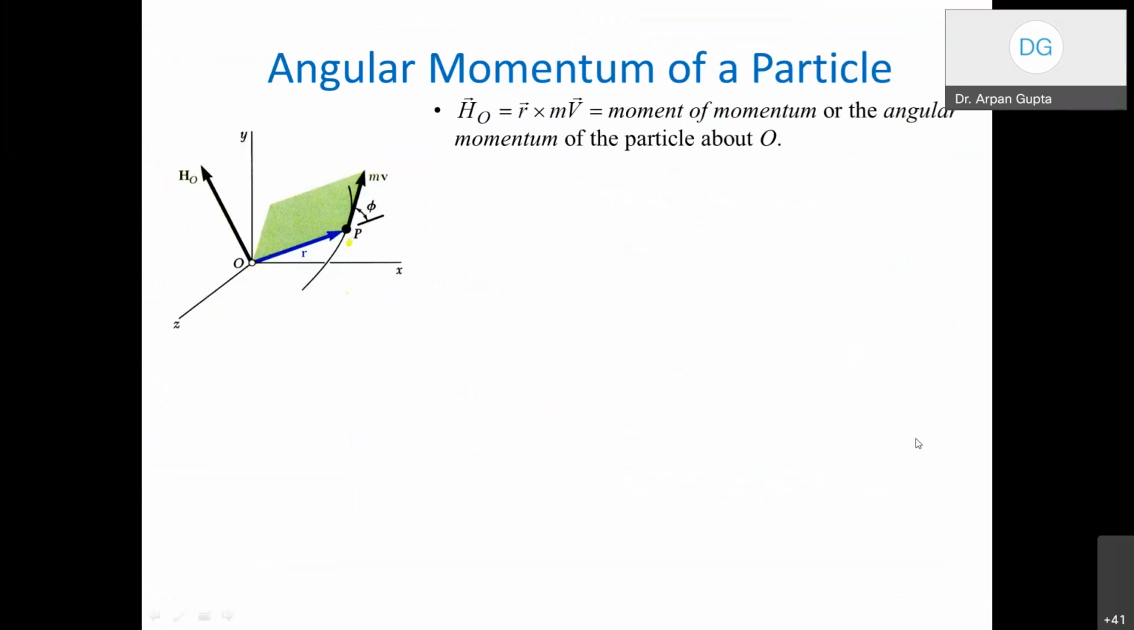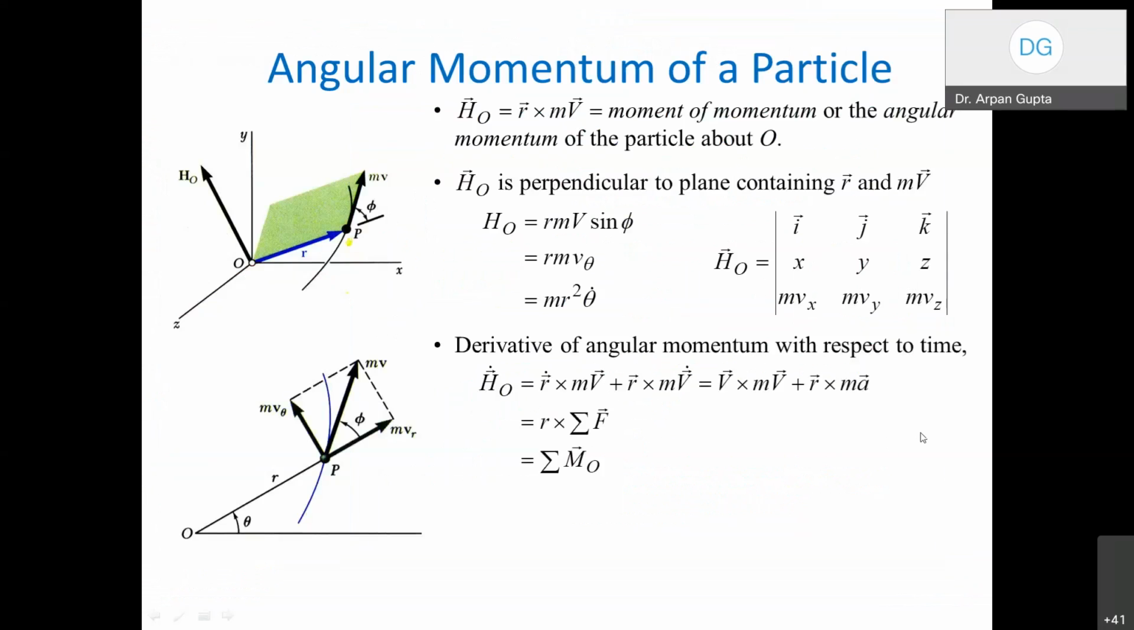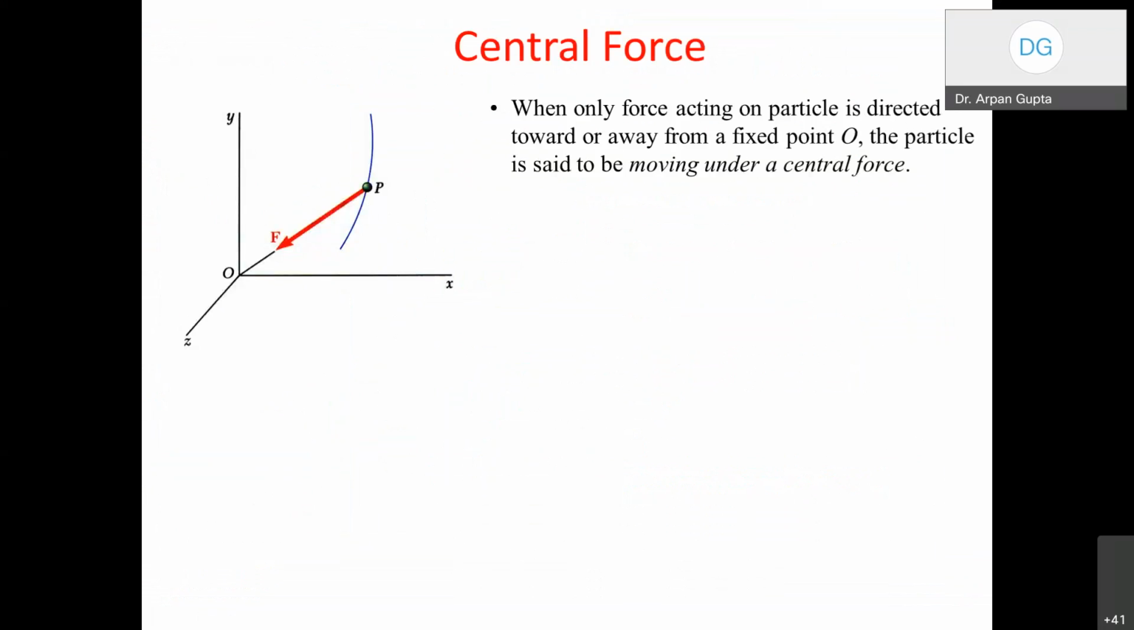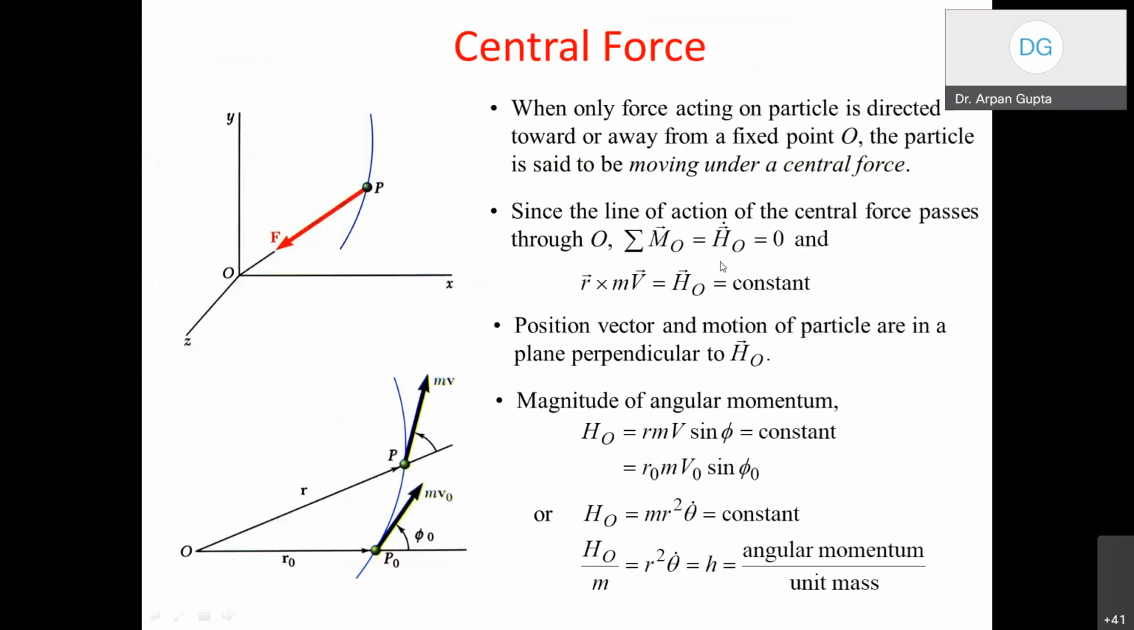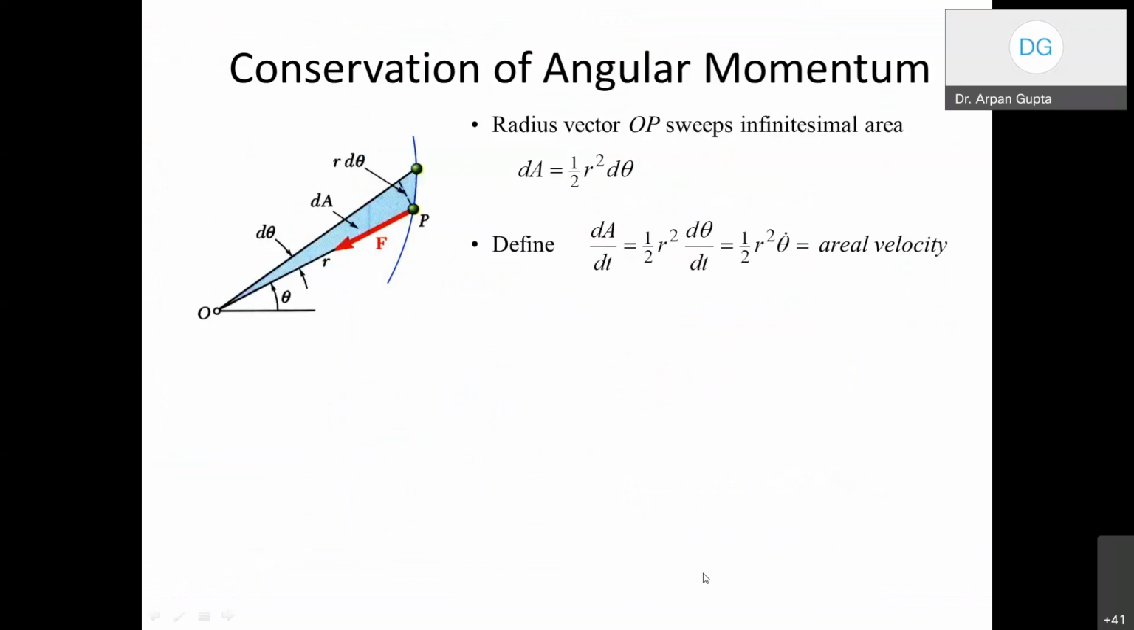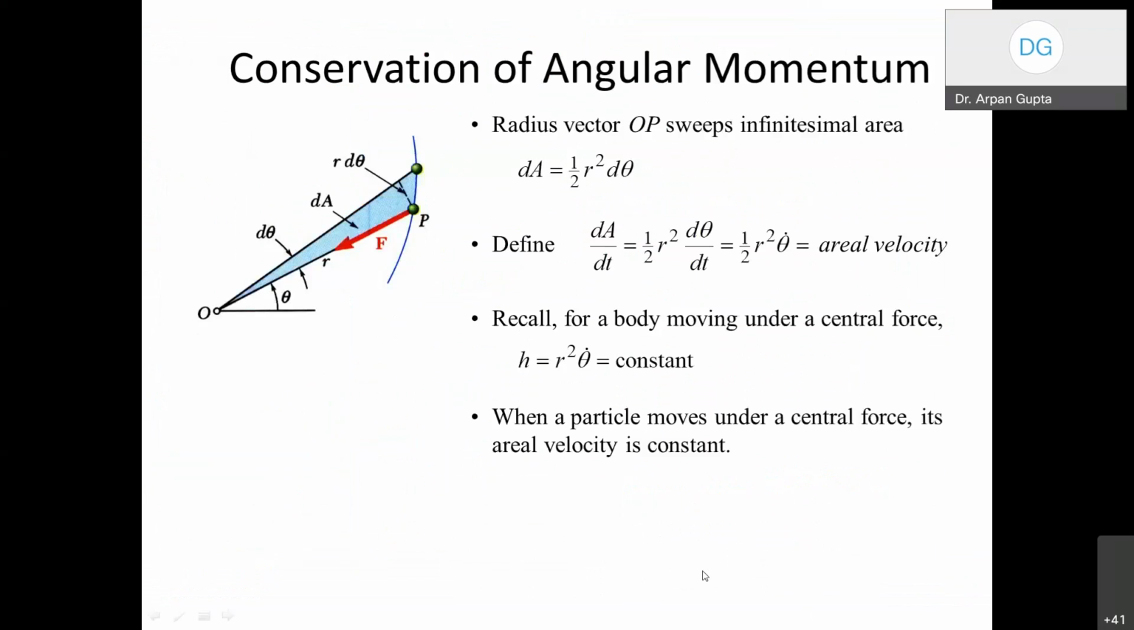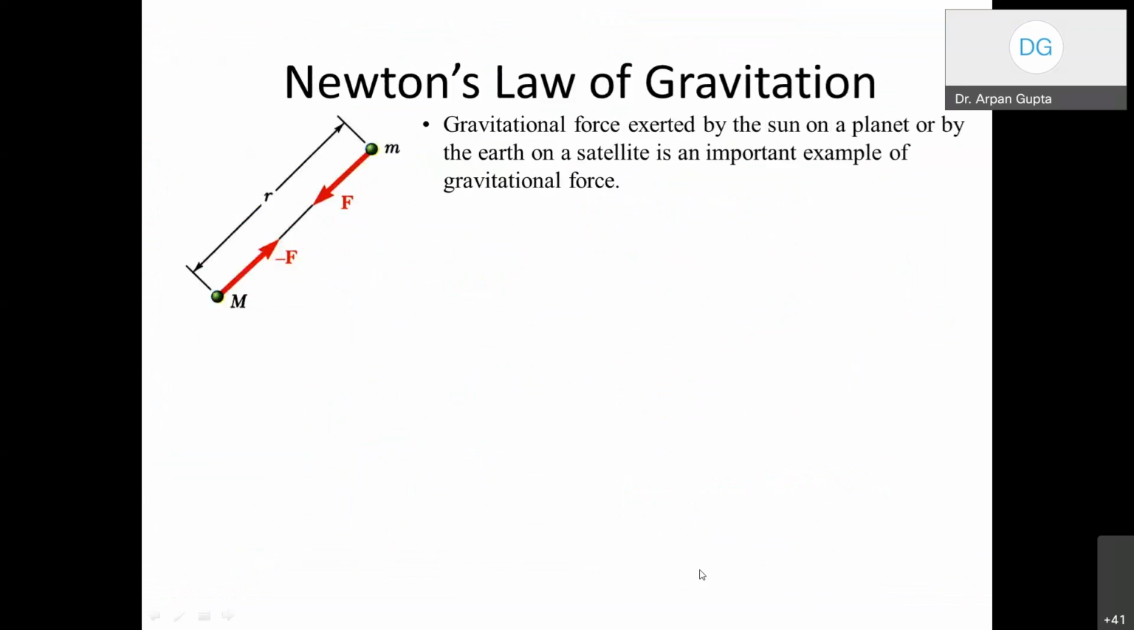So I hope you can again see my PowerPoint presentation. So this is what we have seen, central force, right? I'll go quickly. And this is what we have derived, that the angular momentum per unit mass has to be constant. This is the areal velocity, which has to be constant.